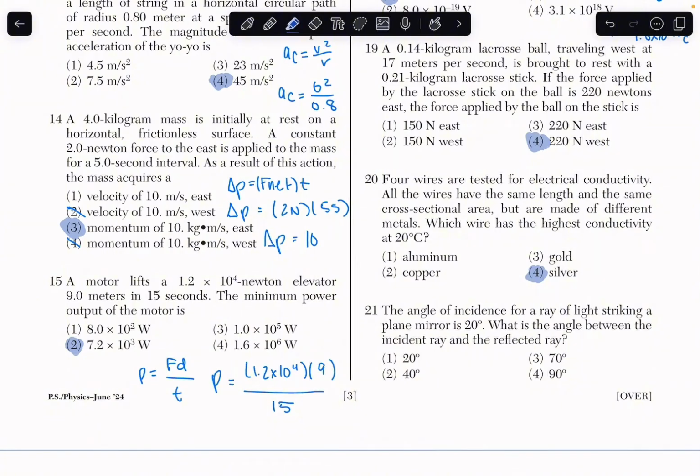21. The angle of incidence for a ray of light striking a plane mirror is 20 degrees. What is the angle between the incident ray and the reflected ray? So if we draw this out, this is our incident, and this is our reflected. And here's our normal line. It's saying here that the angle of incidence is 20 degrees, so 20 degrees, and our reflected angle has the same angle as our incident angle. So this is also 20 degrees. So we can see that between the incident right here and the reflected ray over here, we have just the incident and reflected angles. So to find the full angle between the rays, we just add the incident and reflected, which is just 20 plus 20, and you're going to get 40 degrees.